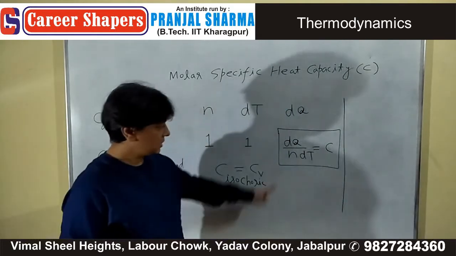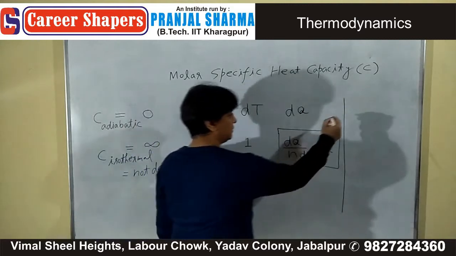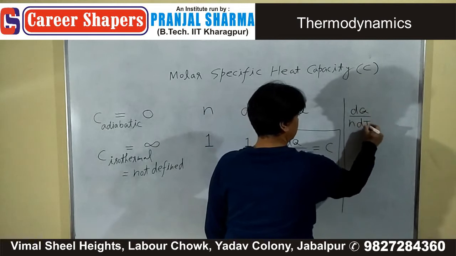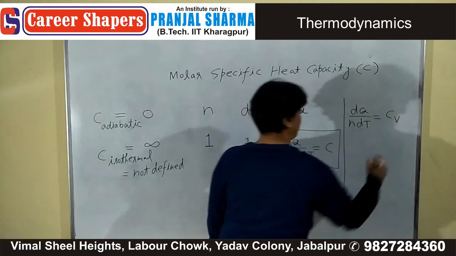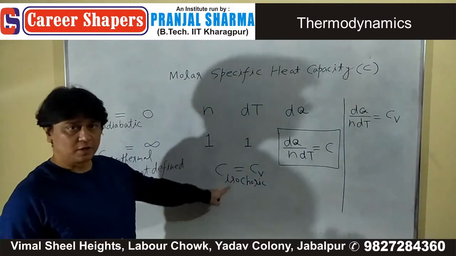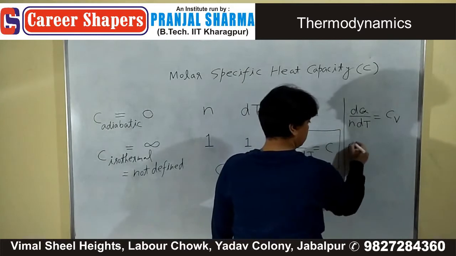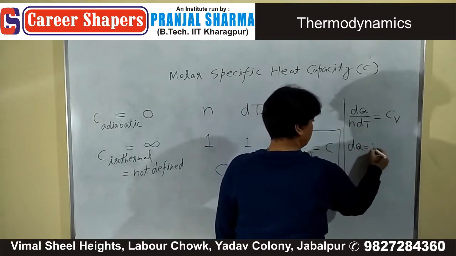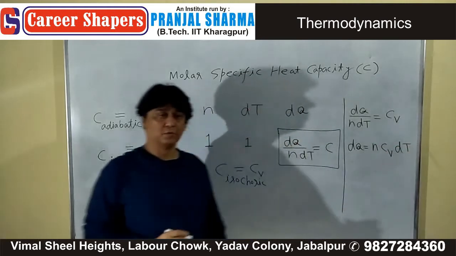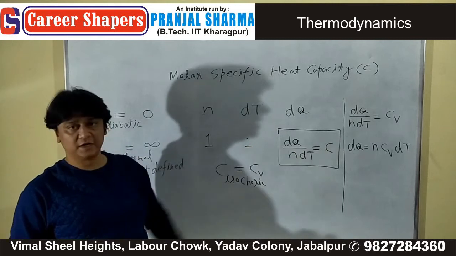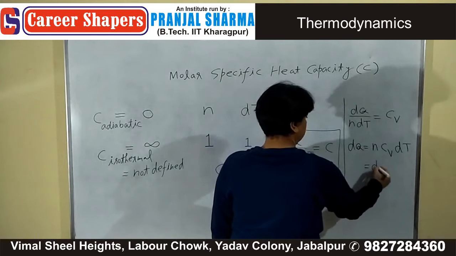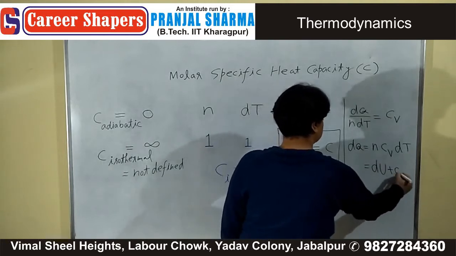First of all, dQ upon n dT. This dQ upon n dT, it has become what? CV. CV for an isochoric. And therefore, what is dQ coming? dQ is coming n CV dT. That's your dQ. n CV dT. But what was dQ? dQ was dU plus dW.